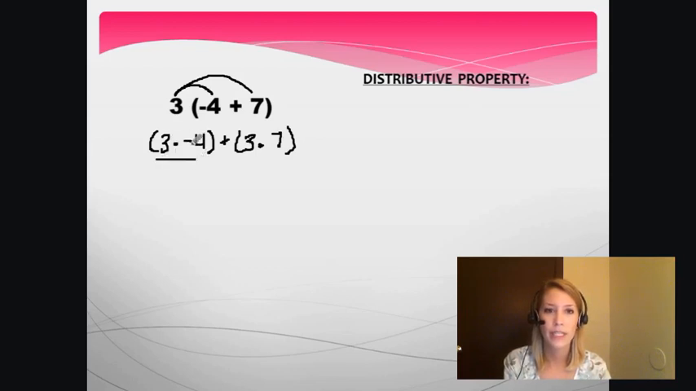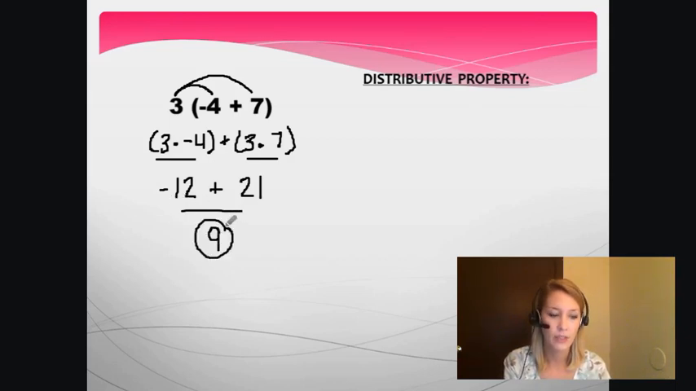First, let's simplify what 3 times negative 4 is. We have a positive value being multiplied by a negative value. Since they're both different signs, I automatically know that my answer is going to be negative. And 3 times 4 is 12. Drop down my operation symbol, and then go ahead and simplify what 3 times 7 is, which equals 21. Now we're left to simplify negative 12 plus 21. We're adding a larger number to a negative number, so I automatically know that my final answer is going to be positive. And negative 12 plus 21 is equal to 9.